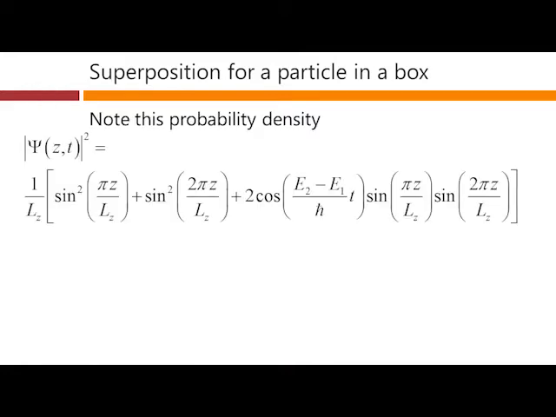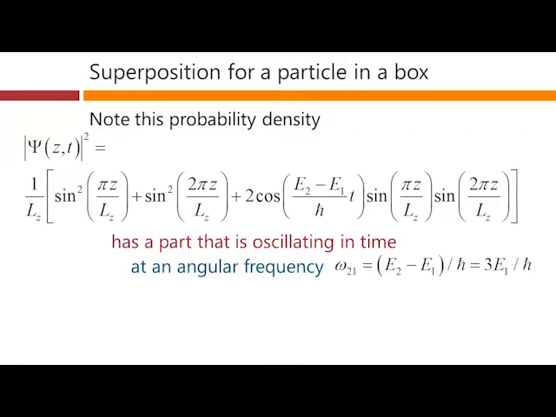Now, note that this probability density that we've just worked out has got an oscillating part in it. This part here is oscillating in time. There's a function of space, the product of these two sine functions, but multiplied by something that is oscillating in time. And it's oscillating at an angular frequency, which is this collection here. And that angular frequency, we can work out what it is.